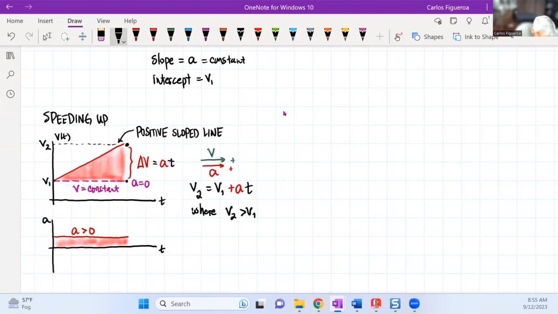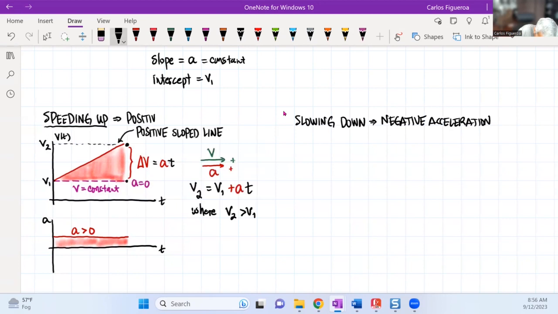So now this was speeding up. Now let's talk about slowing down. And slowing down means negative acceleration. And you could see that I messed up here and I didn't put that this was positive acceleration.